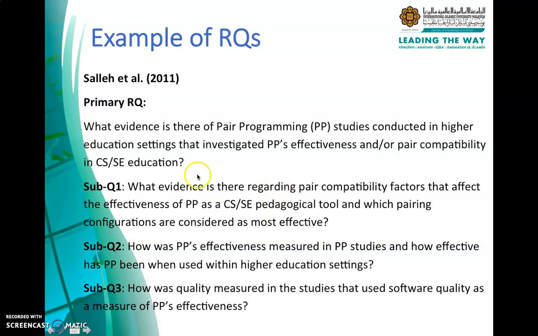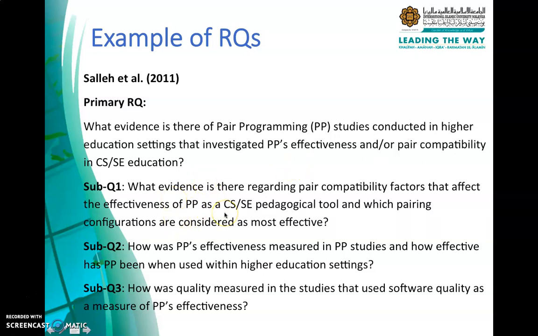There is one major question that I put forward. Specifically, I would like to know what studies are talking about pair programming in higher education settings that have investigated the effectiveness of that practice, pair programming's effectiveness, and that have also looked at pair compatibility. These are the main things. And I'm also interested in a few other things related to that.